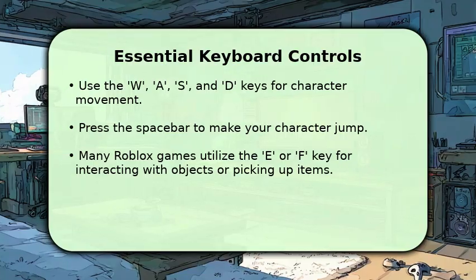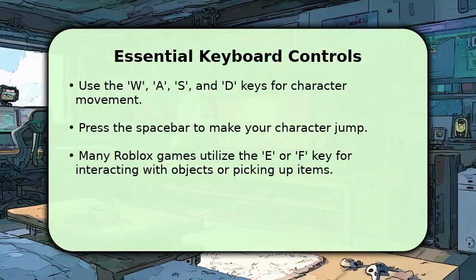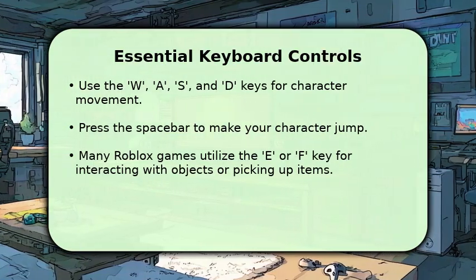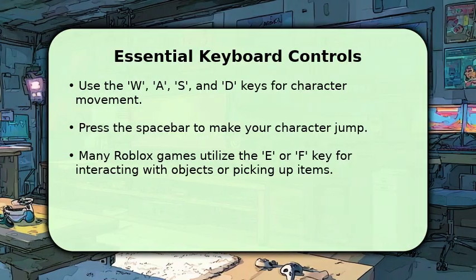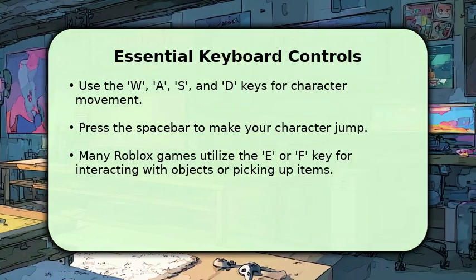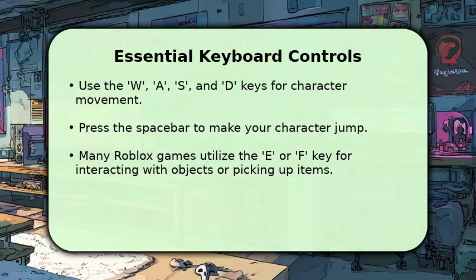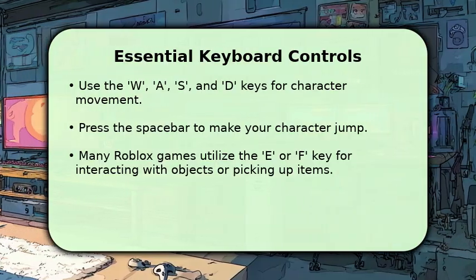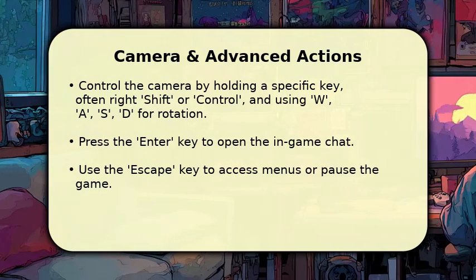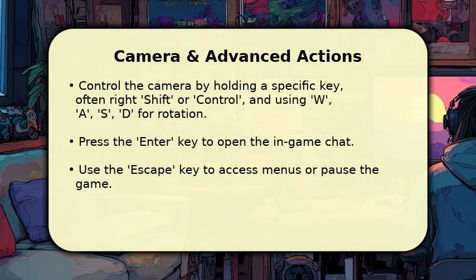For interacting with objects or picking up items, many Roblox games utilize the E or F key. Experiment within different games to confirm the specific interaction key, as it can vary slightly between experiences, providing a consistent control scheme. Controlling the camera without a mouse requires a bit of practice.